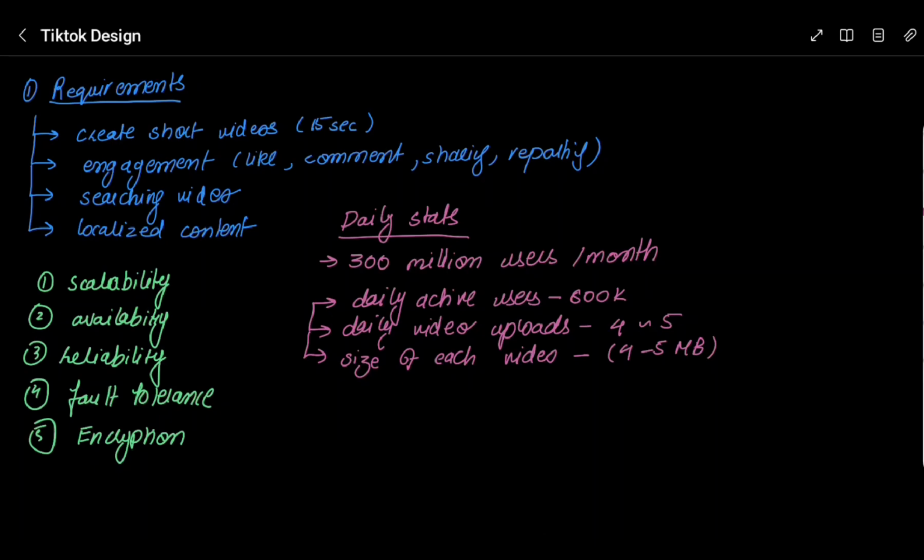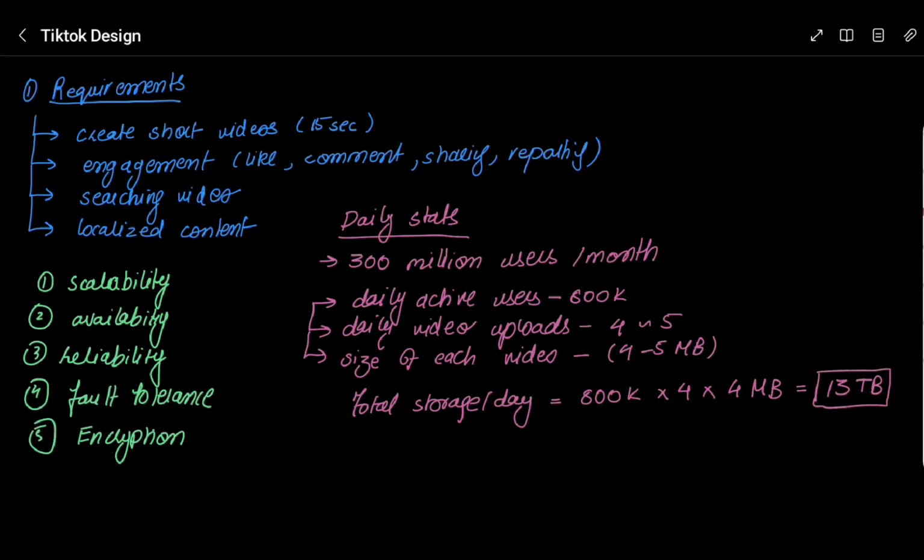Perfect. So now we need total storage per day. So let's evaluate that. Total storage per day would evaluate to 800K into 4 into, let's say 4 MB. So this evaluates up to 13 terabytes. That's quite a number.